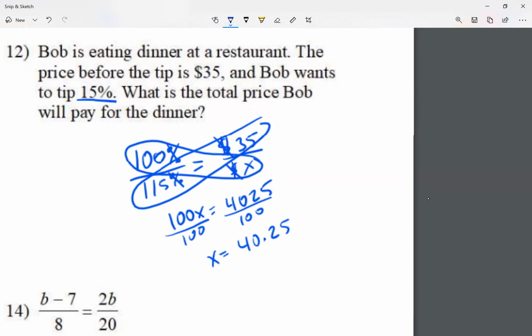So be careful what it is that you're finding. Because if you just went 100 is equal to 35, 15 is equal to X, cross multiplied, you're just going to find out how much is the 15%. I wanted to know how much is the 15% with the $35 included. Okay, so be careful on that.